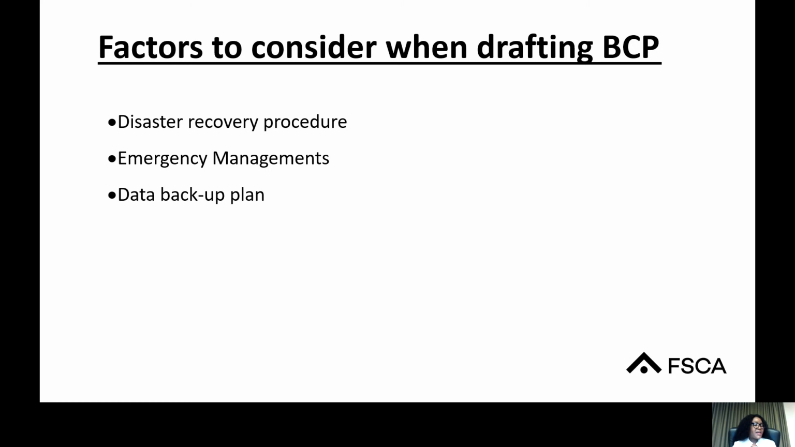And also the data backup plan, for issues like cyber crimes. I mean, you have to look at how secure your data is, and how often you actually back up your data, just to make sure of the smooth running of your business in case any of the events were to happen. So all these factors, obviously these were just some of the factors you consider when you're drafting your business continuity plan.